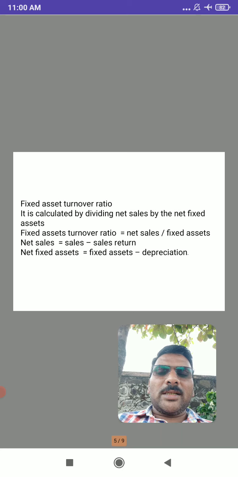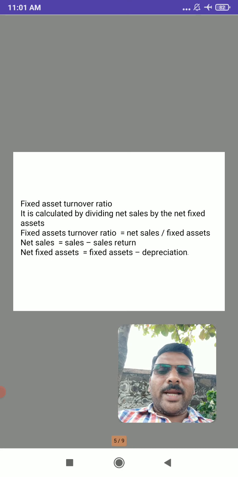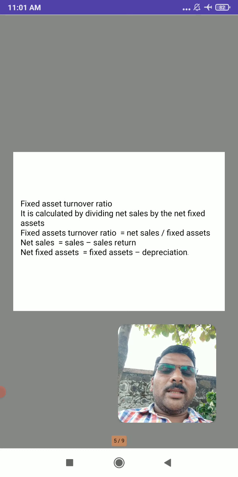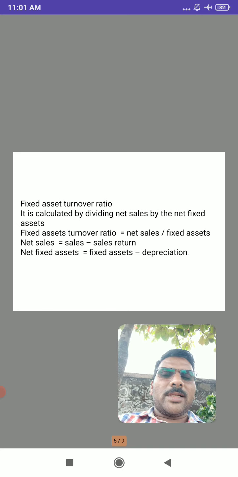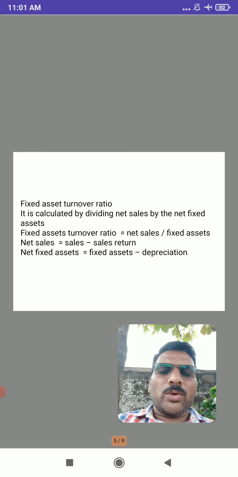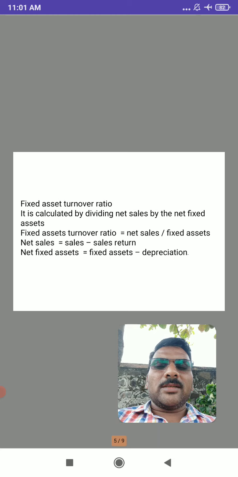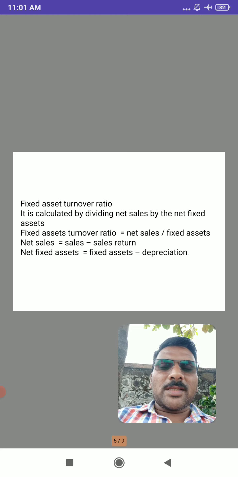After deducting sales return from sales we will get net sales, and net fixed assets means total fixed assets minus depreciation. After getting these two things, it is very easy to calculate the fixed asset turnover ratio, that is net sales divided by fixed assets. So the fixed asset turnover ratio expresses the relationship between the net sales and the net fixed assets.